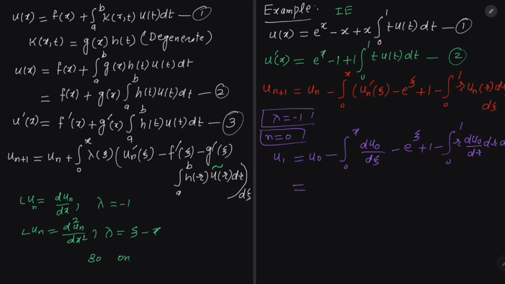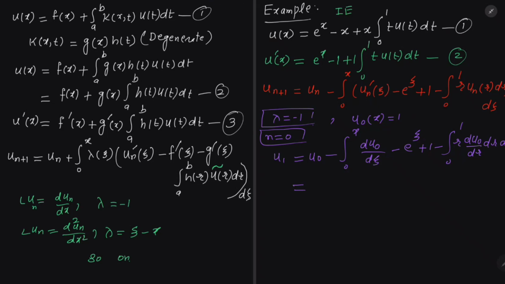When we solve that, we also need an initial guess, and the initial guess is u0 equal to 1. Where did we get this initial guess? You can get it by putting x equal to 0 over here. So we get u(0): e raised to power 0 is 1, this is 0, this is 0. So u(0) is 1, which is the initial condition of the integral equation, and this initial condition acts as an initial approximation.